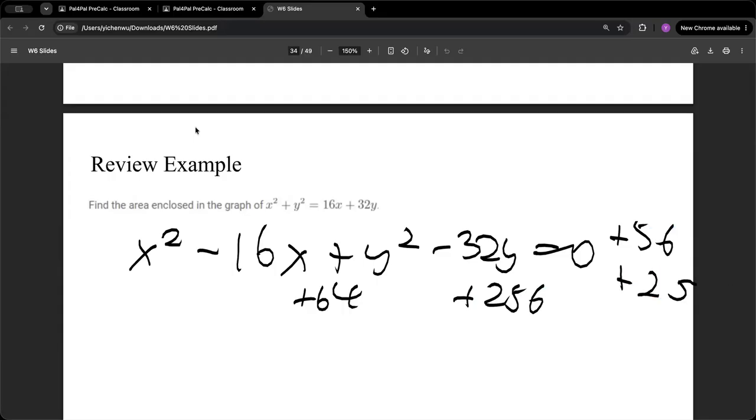Well, why did I have 56, bro? Wait, sorry about this. So adding a 64, adding a 256.